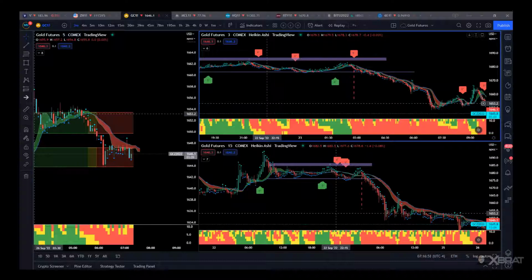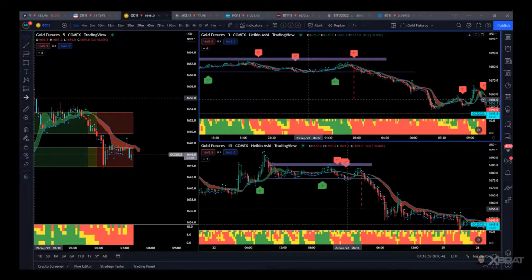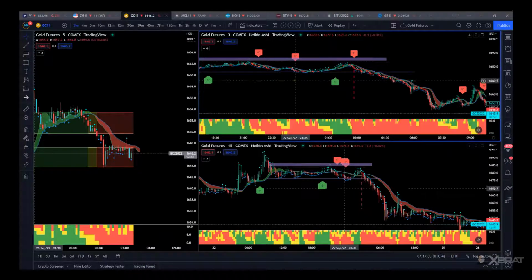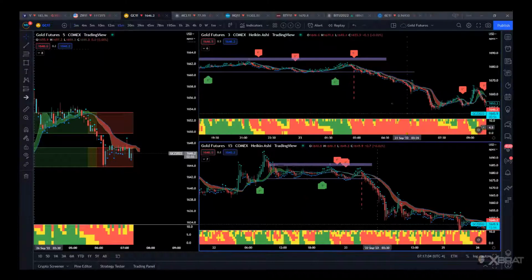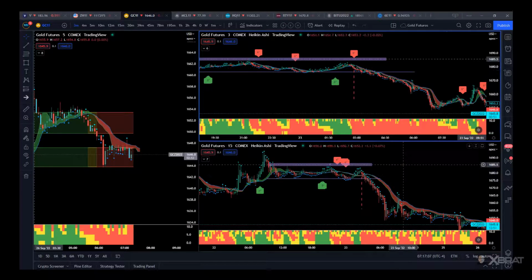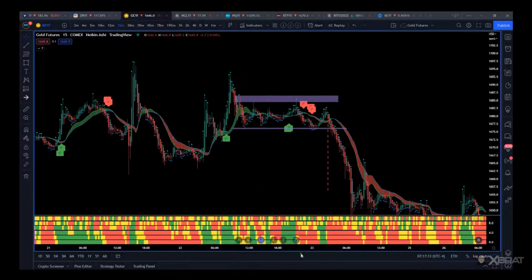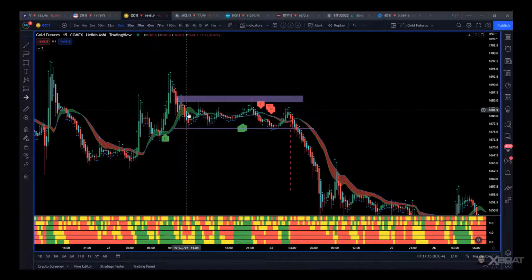So this is gold futures. Actually been looking at gold quite a lot just recently to see if it's back in the groove with the xBrat Algo, and it seems to be. So three charts here, but the main thing I want to look at is the 3-minute and the 15-minute here. So the first thing I want to do is just go to the 15-minute and make that a little bit bigger, and we can see a range defined here.